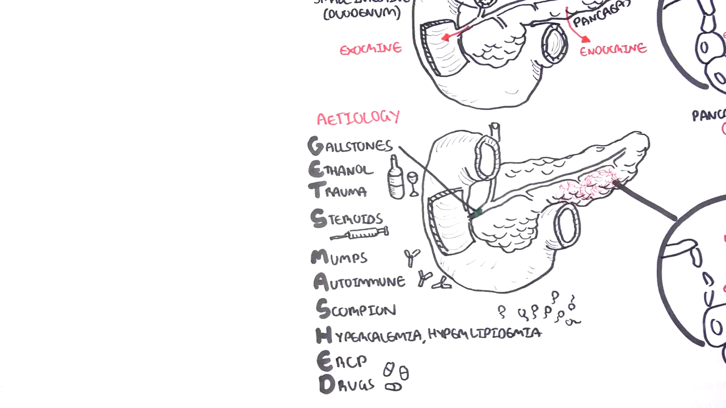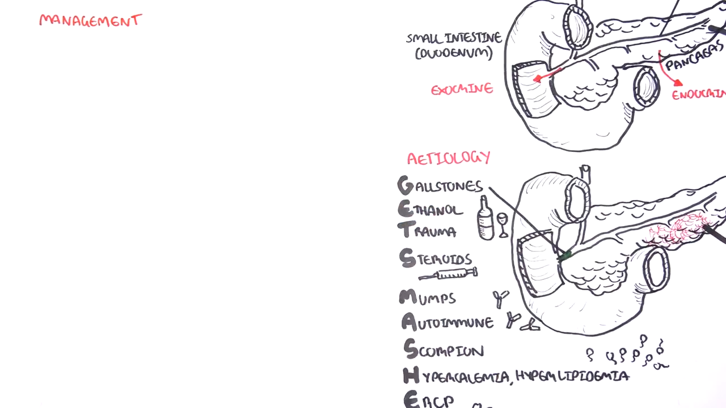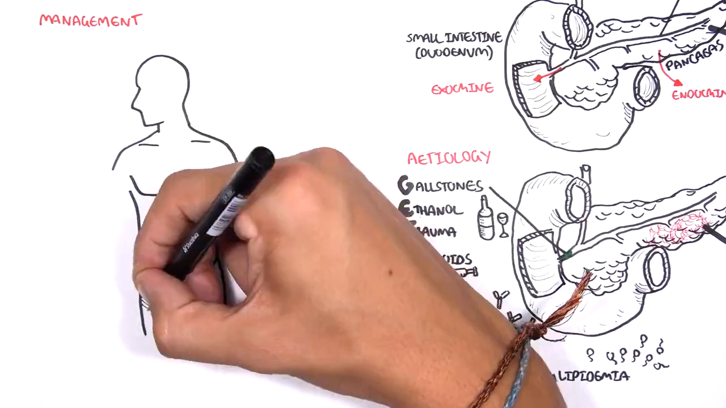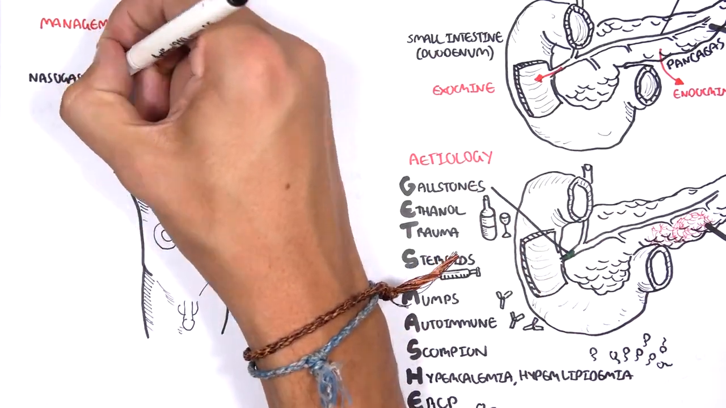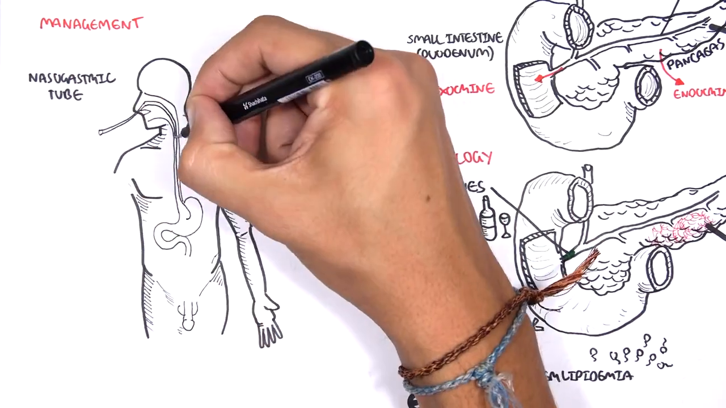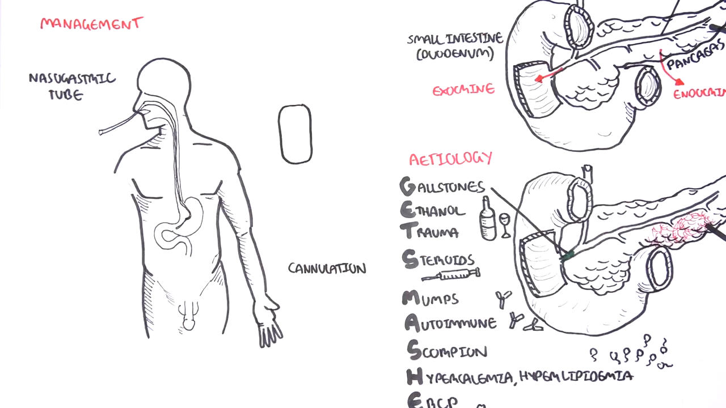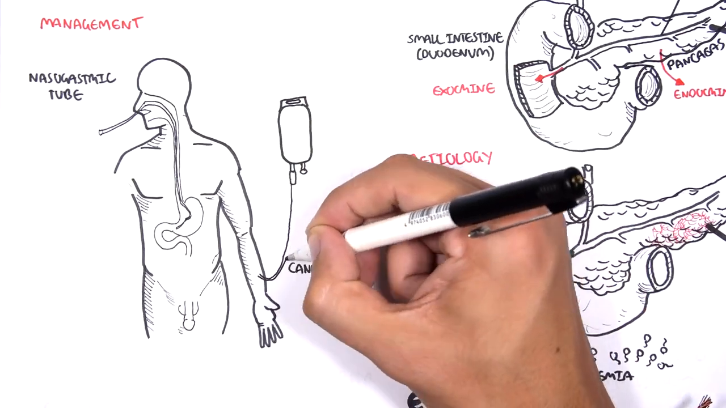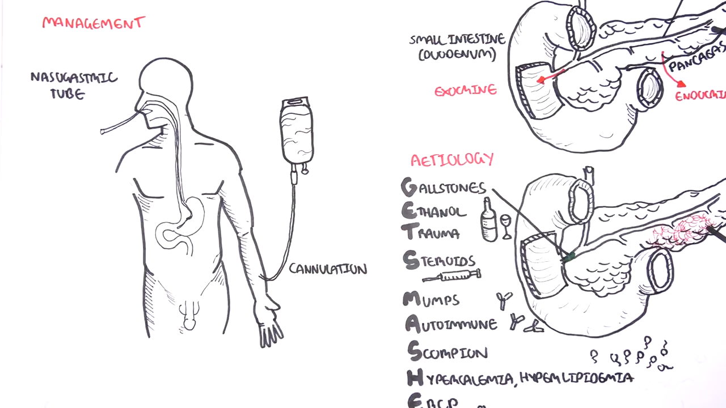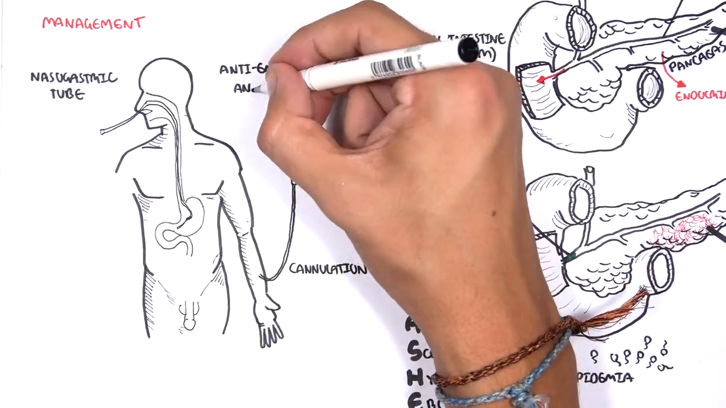The management of acute pancreatitis. Firstly, do not feed the patient by mouth. A nasogastric tube can be used. Cannulation is needed for administration of fluids, as well as antiemetic agents and pain relief with analgesia such as morphine.